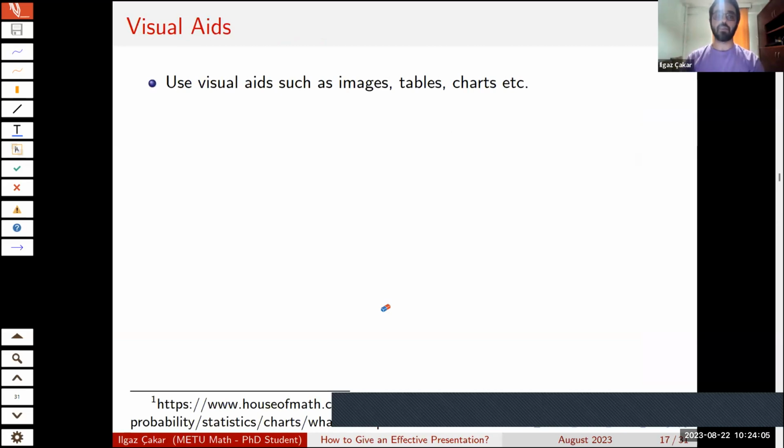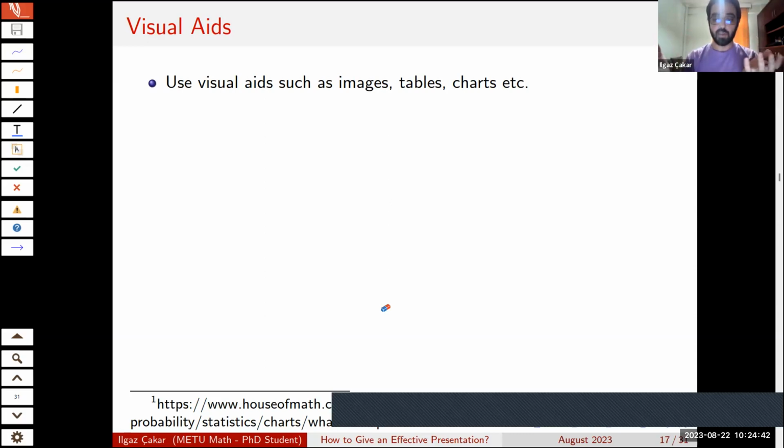Now, another important aspect of a presentation is the use of visual aids. For those who are studying topology, geometry, etc., it's a pretty easy thing to do because you already have tons of images that you can use during your presentation. And I know that for those who are studying an abstract topic like group theory, etc., it might be a little challenging, but please try to include some visuals. It doesn't have to be a graph or something. It can be a diagram.